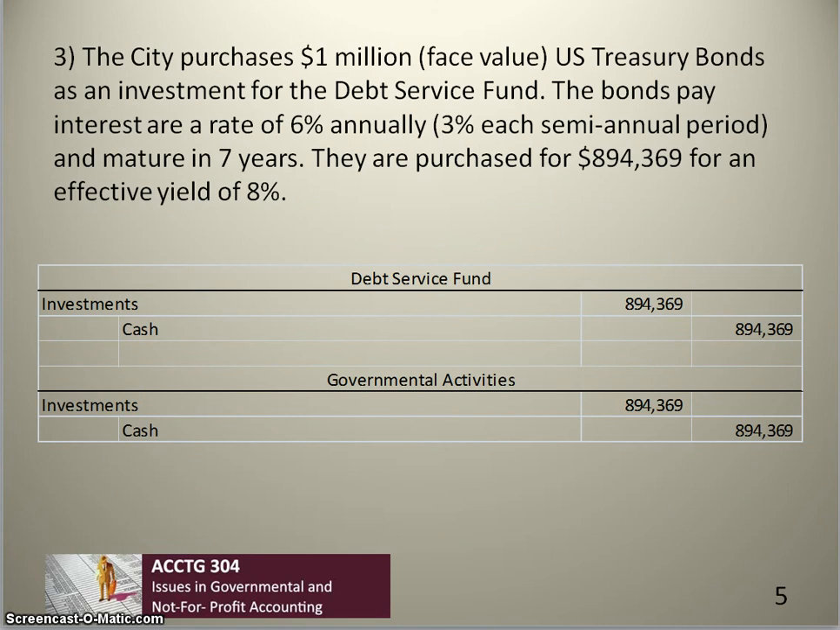Next, the city purchases $1 million face value amount of U.S. Treasury bonds as an investment for some of the money in the debt service fund. The bonds pay an interest rate of 6% annually, or 3% each semi-annual period, and mature in 7 years. They're purchased at a discount at a cash cost of $894,369, giving the city an effective yield of 8%.